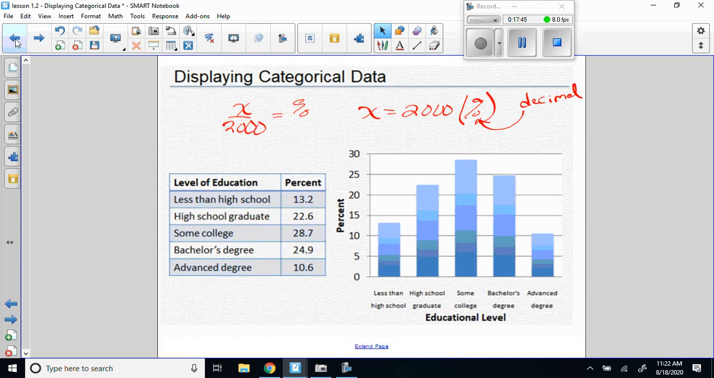Okay, well, let's change back. You see this? These two, less than high school and advanced degrees, they were the smaller of the two. And then these three were pretty close in proximity, right? But the some college was more than the others, right?